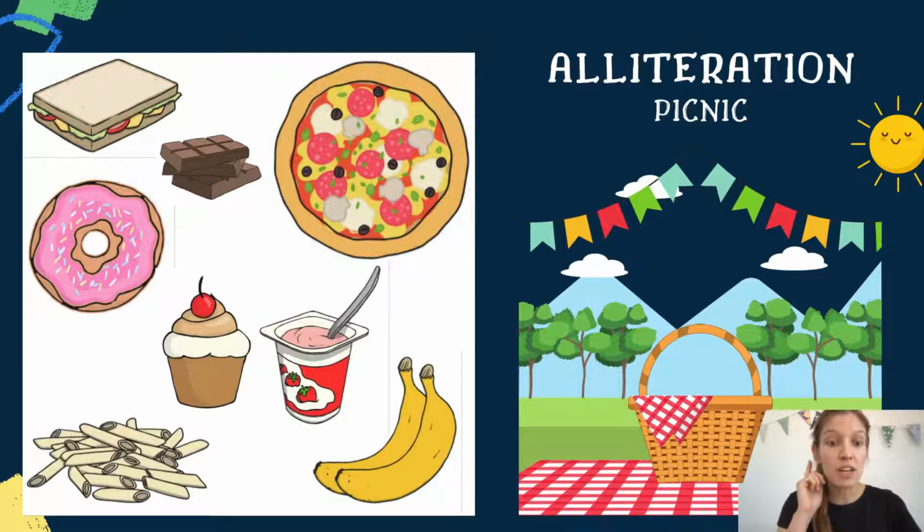I am going to choose the donut because I think that would be delicious to have on a picnic. Delicious starts with a D, like donut. So I might say the delightful, delicious donut. I've got 3 words of alliteration there, which means I can put it into my picnic basket to eat on my alliteration picnic. Now it's your turn.